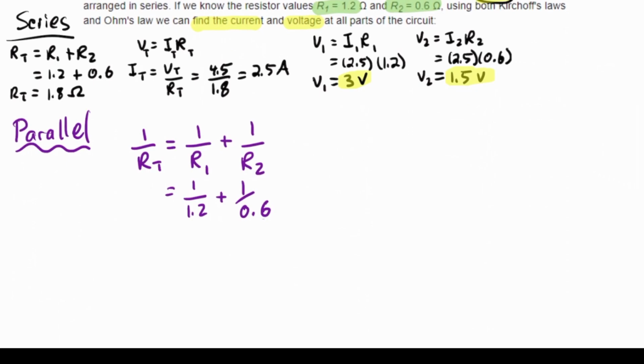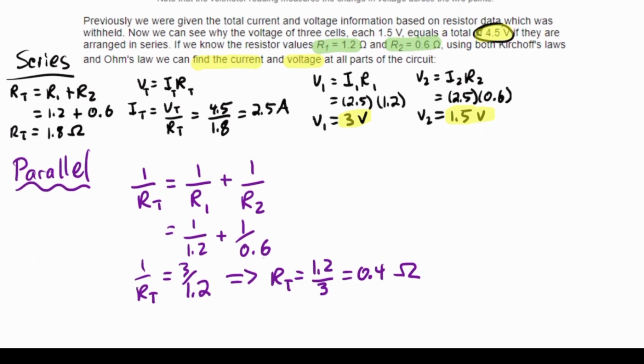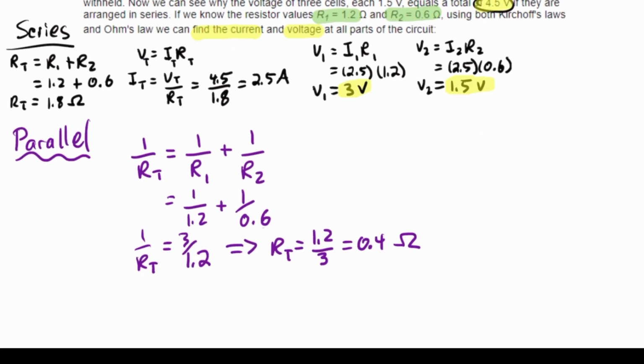And if we add these all up, I'm not going to show all my work, but we know how to do the math. 1 over RT is equal to 3 over 1.2, which means if I find the inverse of each of these, I flip, we're going to see that total resistance is equal to 1.2 over 3, or 0.4 ohms. And we'll also just point out that the total parallel resistance is lower than either resistor. So each resistor is more than 0.4 ohms, but by arranging them in this specific way, we're able to achieve resistances lower than the value of any individual resistor.